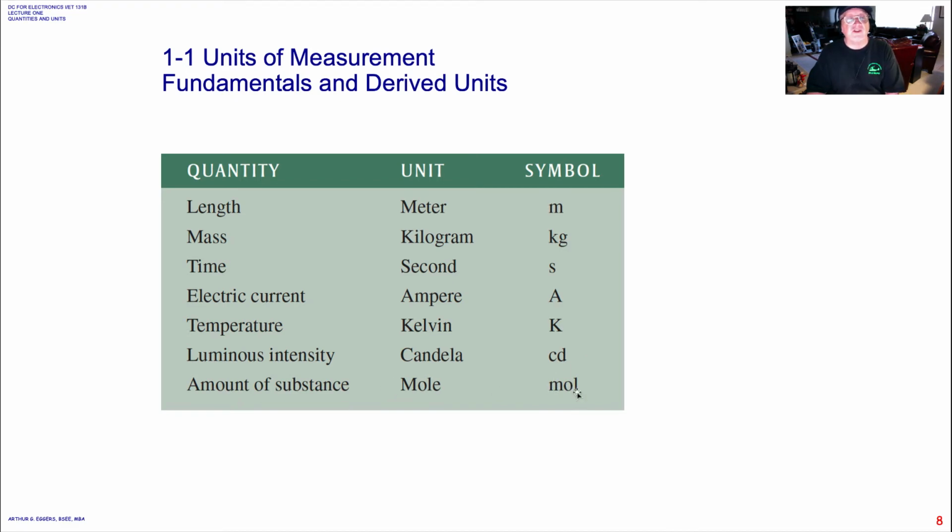These last two values you're not going to use as much in a course like this, but it's good to be familiar with them in case you see them in any other value or description.